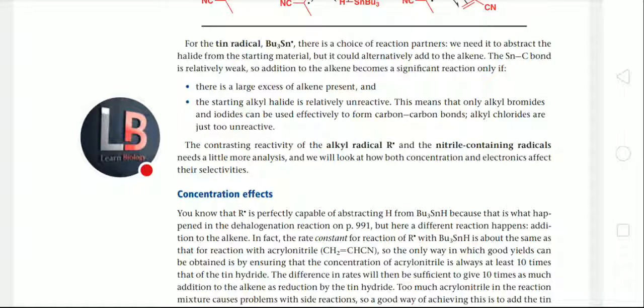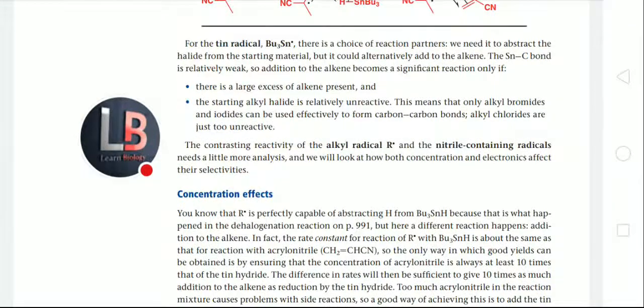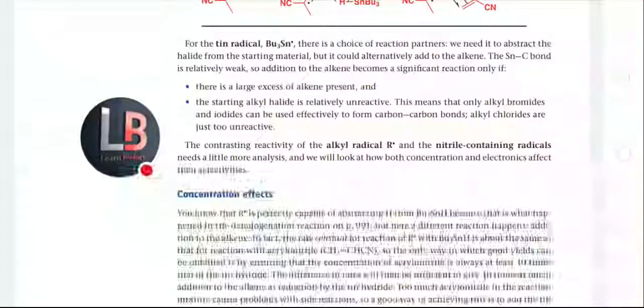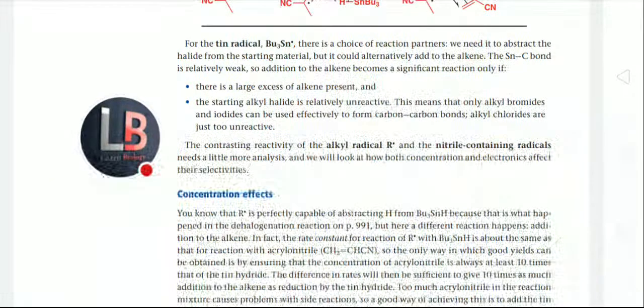The Sn-C bond is relatively weak, so addition to the alkene becomes a significant reaction only if there is a large excess of alkene present and the starting alkyl halide is relatively unreactive. This means that only alkyl bromides and iodides are used effectively to form carbon-carbon bonds. Alkyl chlorides are too unreactive. The contrasting reactivity of the alkyl radical and nitrile-containing radicals needs a little more analysis, and we will look at how both concentration and electronic effects affect their selectivities.